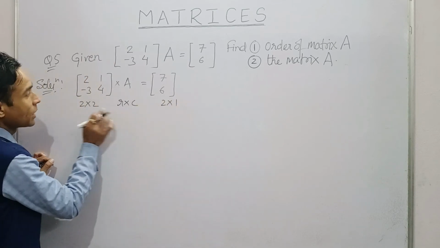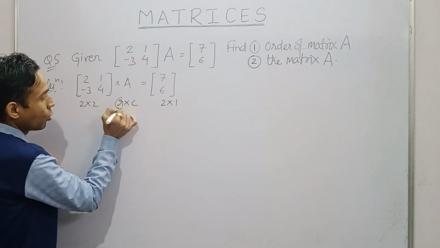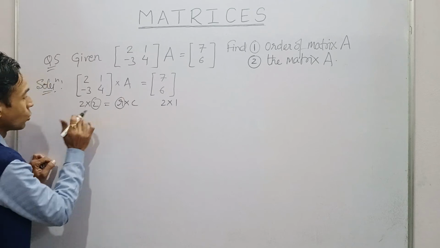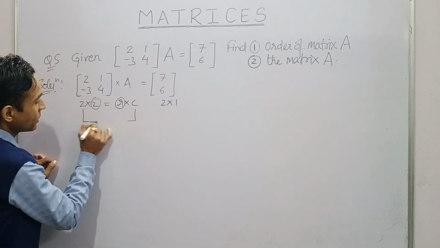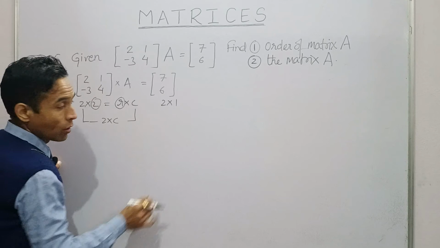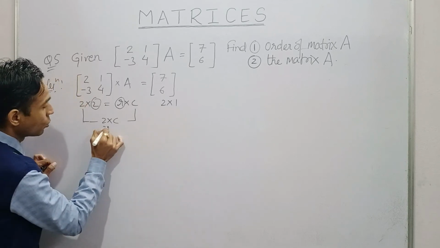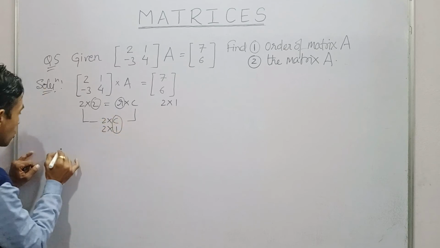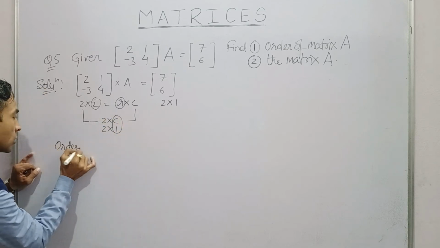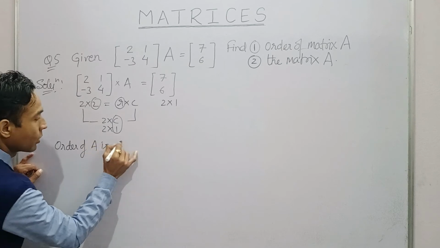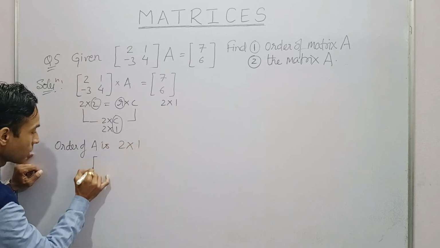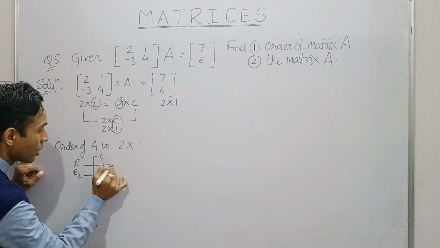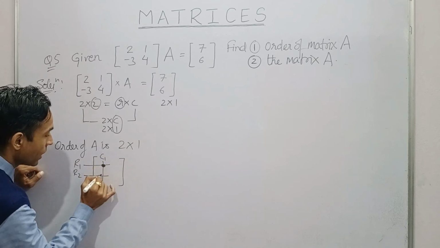Now if A is multiplicative to this matrix, the row of A is similar to column of this, so the value of r is 2. The resulting matrix here is of order 2 by c, which is here on the right hand side 2 by 1. So the value of c is 1. So the order of A is 2 by 1, which means 2 rows and 1 column. Now these are the positions of the elements.